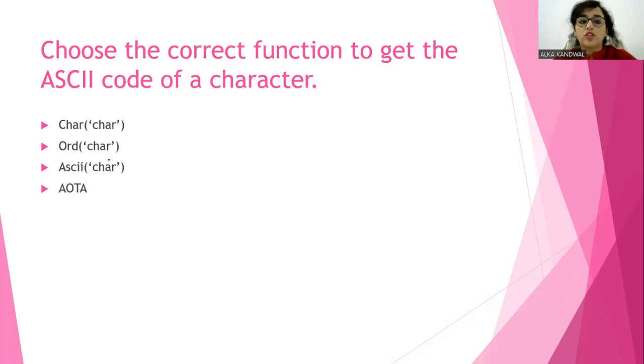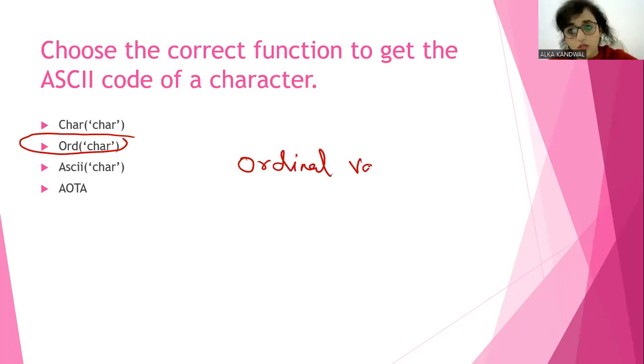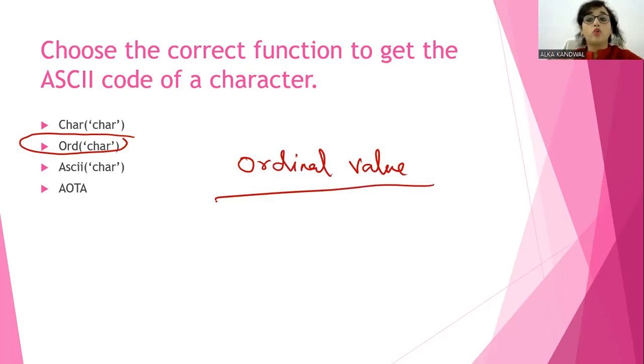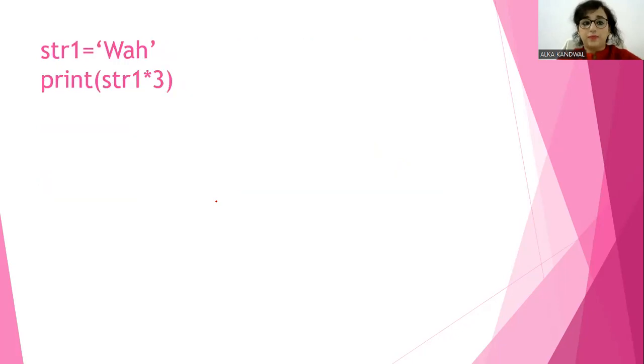Choose the correct function to get the ASCII code of a character. Now, for example, I want to work with the ASCII value of the character. So it will be ord. ord is also known as the ordinal value. If we want to work with the ASCII code of a character, we will use ord(char). So that will be the answer.